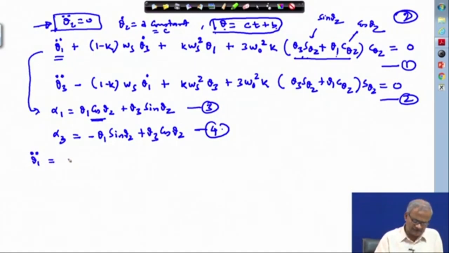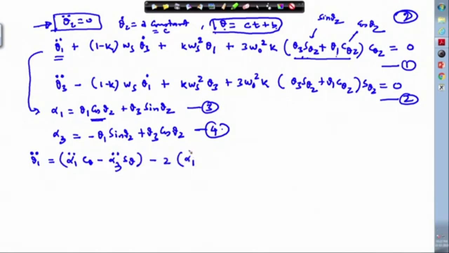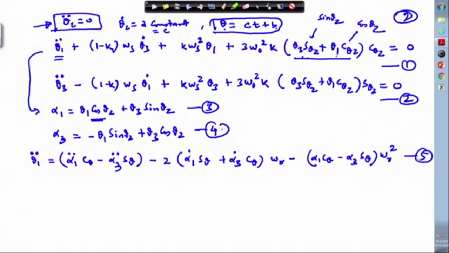So, follow from your last lecture. Here c theta is nothing but cos theta 2. This theta we have replaced, unnecessarily we are not carrying this 2 notation. We understand that this is the pitch angle we are using here. Similarly, s theta is sin theta 2. So, this we have derived in the last class.